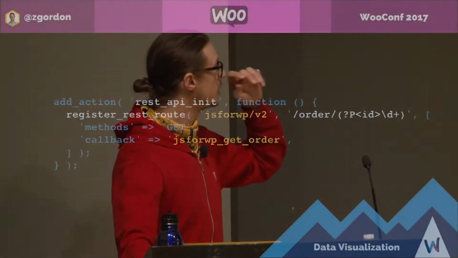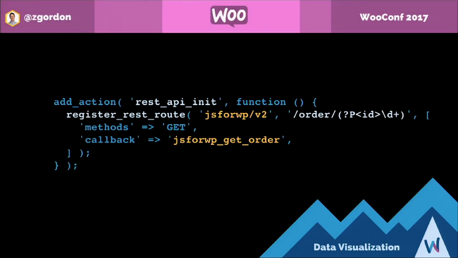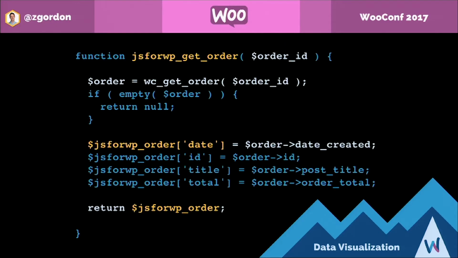You can see here that register_rest_route is setting up js-for-wp/v2 because, I don't know, I guess WordPress APIs just skip version 1 and go right to v2, right? So that's what I'm doing. I'm going right to v2. And then when my order endpoint is called, it's going to call my js-for-wp get order function.